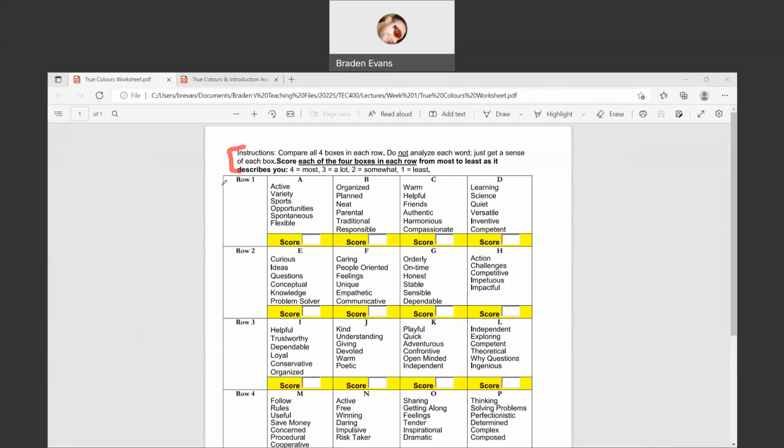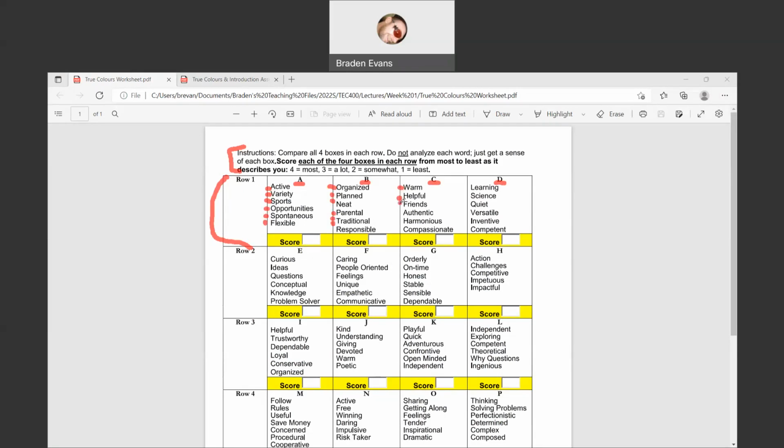I want you to treat each row individually. So you're going to look at row 1 first. If I look across the list of adjectives in each box, A, B, C, and D, let's see which is most likely like me and which is least like me. So here's one: active, variety, sports, opportunities, spontaneous, flexible. I'll say that's maybe a little bit like me. Organized, planned, neat, parental, traditional, responsible. That's not really like me. I like to have more fun than this.